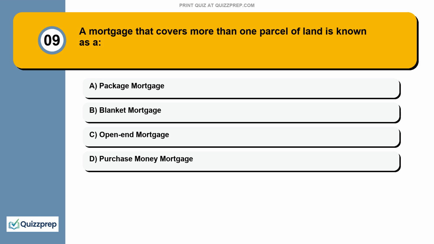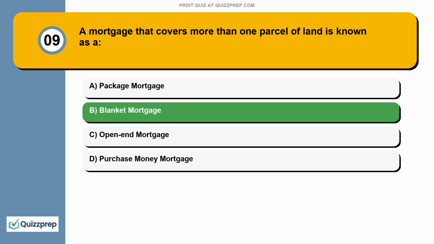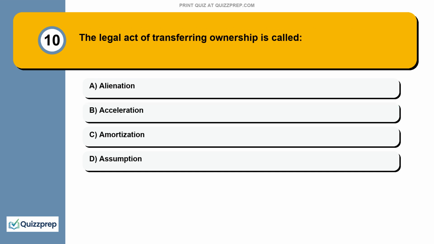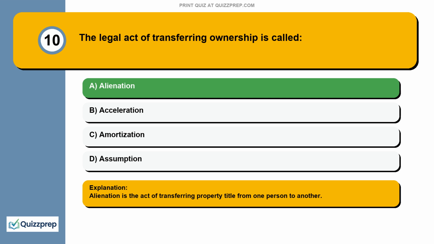Question 9. A mortgage that covers more than one parcel of land is known as a package mortgage, blanket mortgage, open-end mortgage, purchase money mortgage. A blanket mortgage covers multiple parcels of land, often used in development. Question 10. The legal act of transferring ownership is called alienation, acceleration, amortization, assumption. Alienation is the act of transferring property title from one person to another.